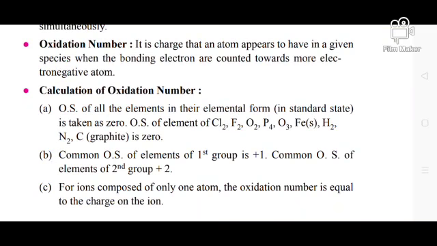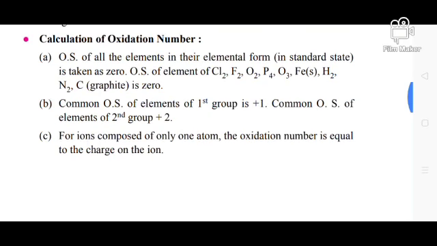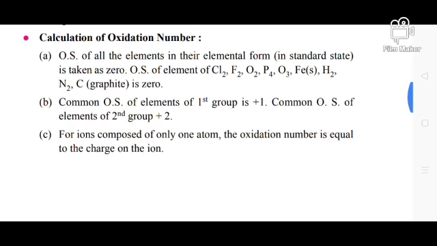How is the oxidation number calculated? What are the different rules for calculating the oxidation number? Let's discuss that. My dear friends, the oxidation number of all the elements in their elemental forms in the standard state is taken as 0. In general, the oxidation state of an element like chlorine, fluorine, ozone, or any normal element in the standard state is taken as 0.